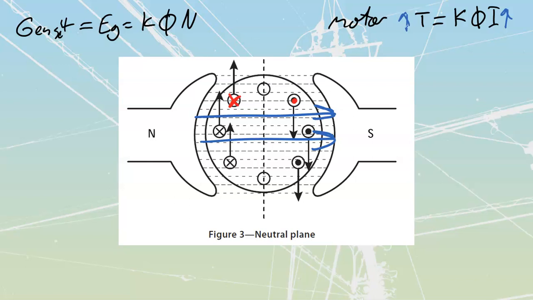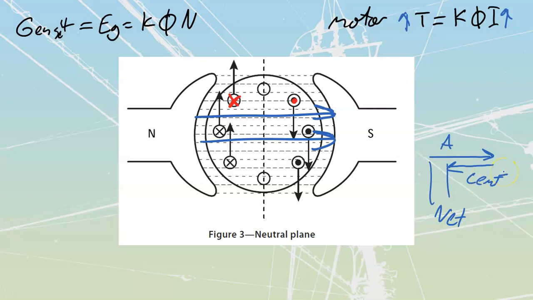That counter EMF is going to fight back against my main applied value of voltage, and it's going to give us a net value of voltage. If this is my applied voltage, my counter EMF, CEMF, is going to fight back against it, which gives me a relatively small net value of voltage over here. Does this make sense to you? I hope so. Where does this counter EMF come from?